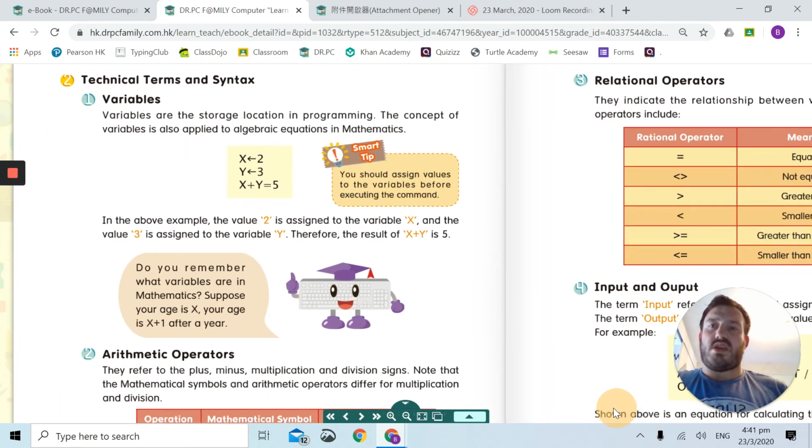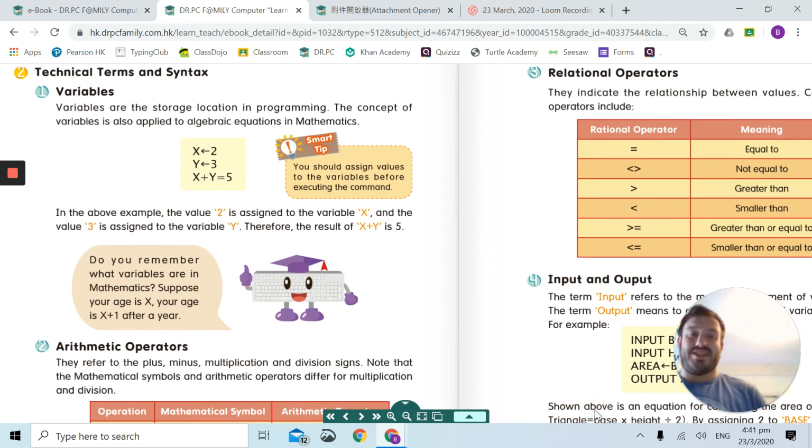So let's look at technical terms and syntax. Variables are storage locations in programming. The concept of variables is also applied to algebraic equations in maths. So we could say x is 2, y is 3, x plus y would be 5. So in the above example, the value 2 is given to x and 3 is given to y. So if we're doing two letters and we add them together, we obviously get a numerical number, which is 5.